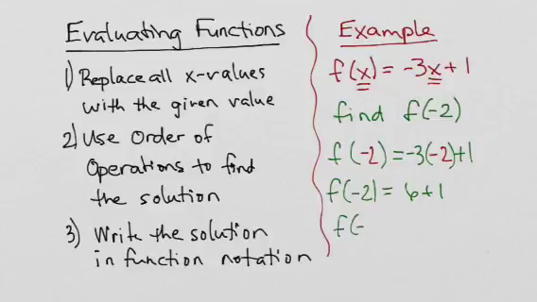The last piece is to make sure that when you have your final answer, it's written in function notation, which means I don't want just the answer. If you just put 7, that's not good enough. I also want to know what number you put into the problem that got you the answer of 7. So that f of negative 2 part is important and is a requirement for your answer if you were showing your work on a problem like this.